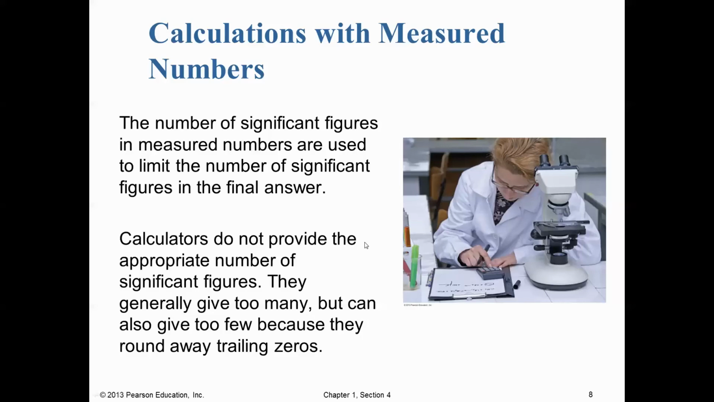Most often, it's going to report your answer to too many significant figures, and you're going to have to round away the extra ones. But sometimes, your calculator will also give you too few significant figures. Sometimes, if there's trailing zeros, zeros to the right of non-zero digits in a decimal number, your calculator may round those away. So be aware you might have to add those in.